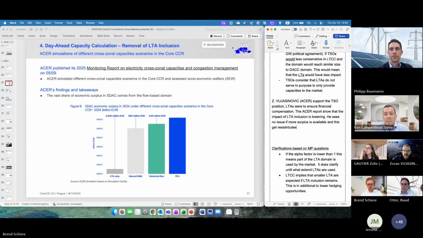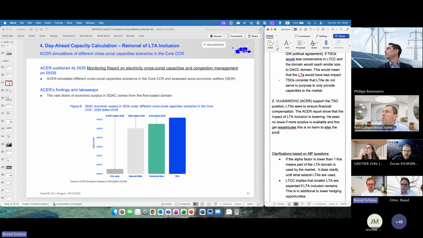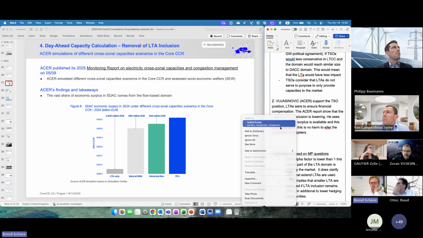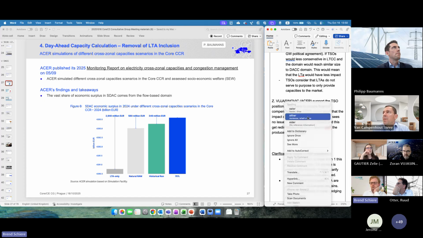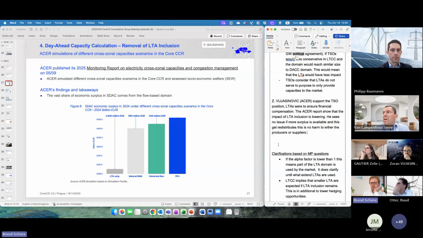Thanks for your contribution, Zoran. We should maybe discuss the fact that the German-Austria border capacity is divided by 4. When exactly, I mean, is it for next year, already finalized, or is it for the future? This is part of the benchmark definition for the coordinated LTCC. So if it is approved by the regulators, this will be used for the November 2026 auction, for the 2027 yearly auction.